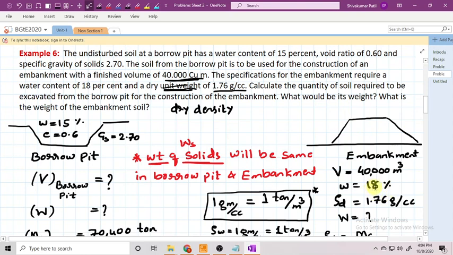Okay, you are mixing 18%, but naturally the water content was around 15%. So around how much? 3% water you are increasing here. So that is showing in the increase in the total weight of the embankment.